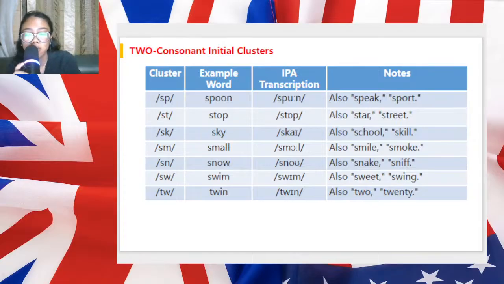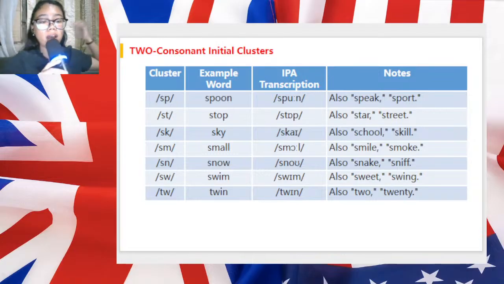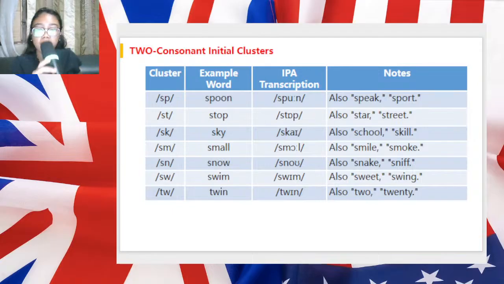Moving on, we have here the SK cluster, exemplified by sky. Here the S sound leads directly into the K sound, sky. Just like with the P and T, the K in the cluster is usually unaspirated. So it's not S-K-ay, but a direct sky. You'll find this blend in school and scale as well. So let's practice sky, school, skill, making that SK blend precise and smooth.